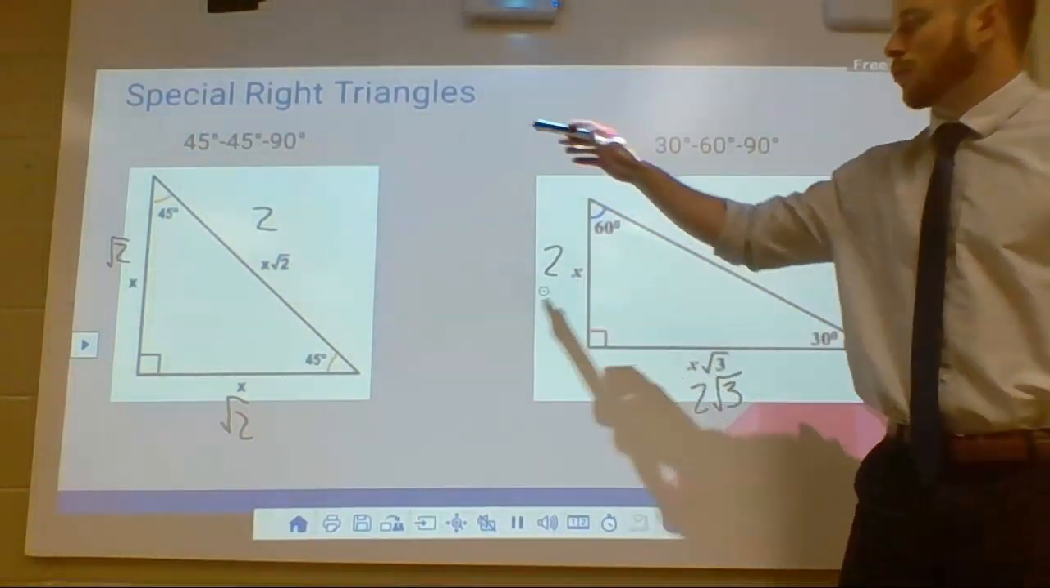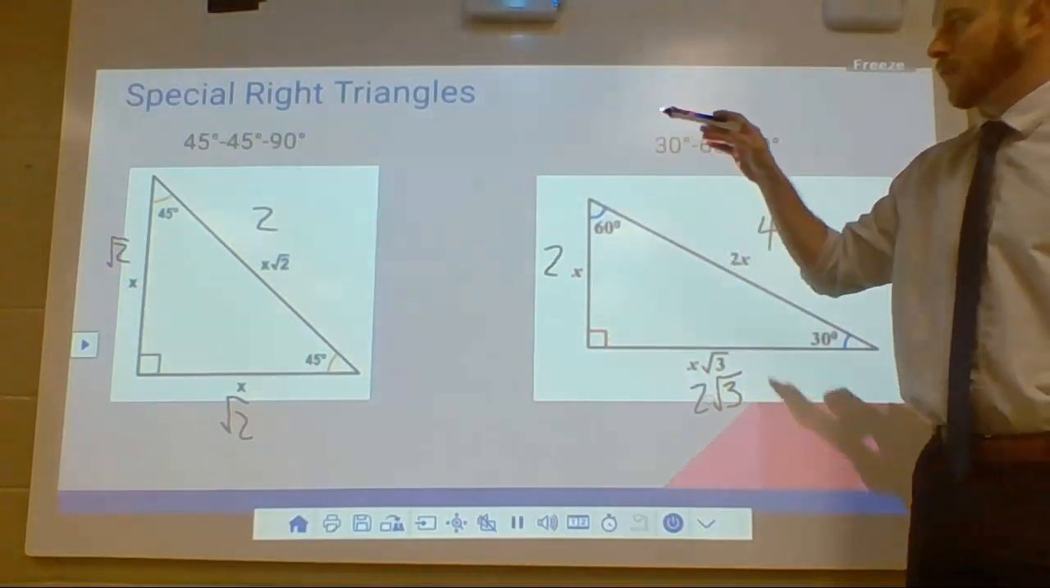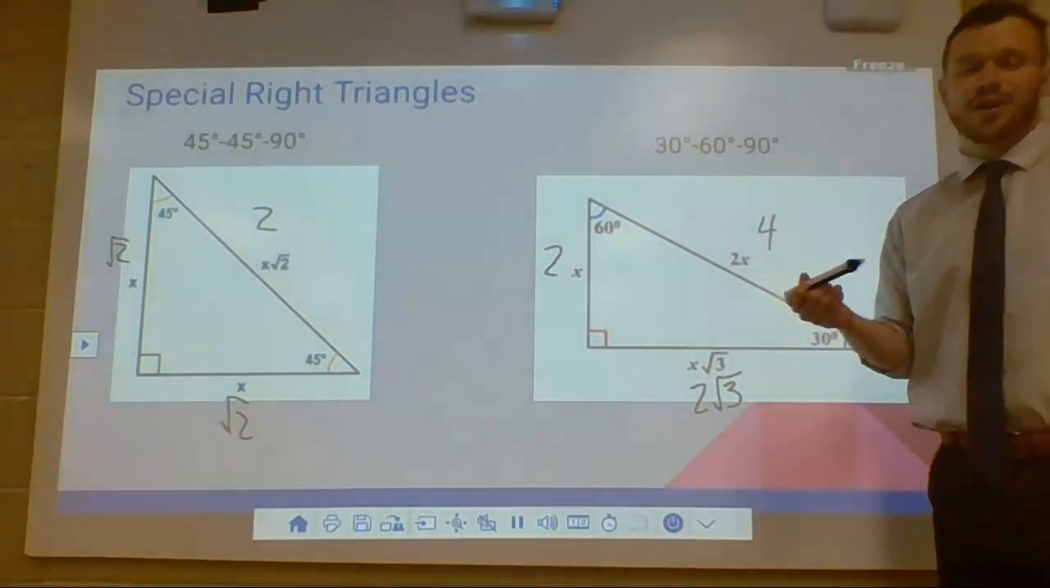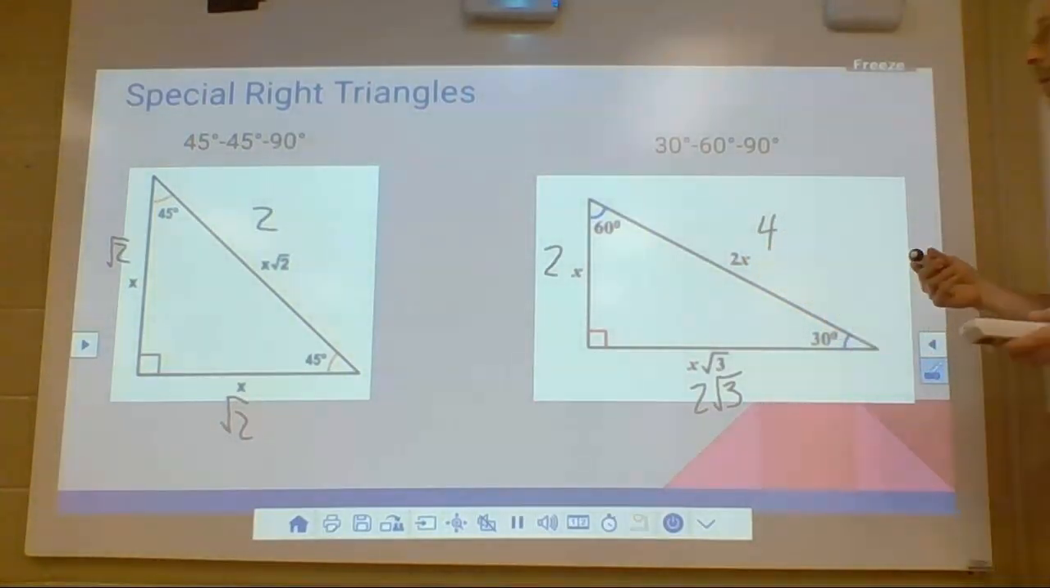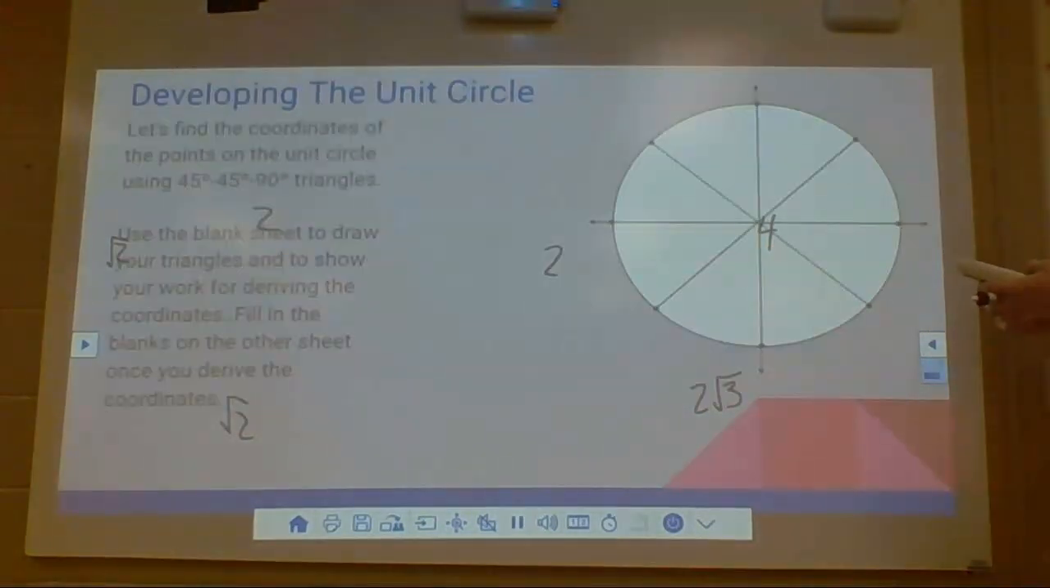These are what we call the reference triangles for 45-45-90 and 30-60-90, and they're going to help us develop the unit circle. So I just wanted to provide a brief review of those real quick.